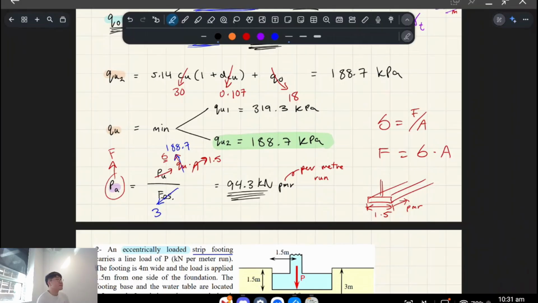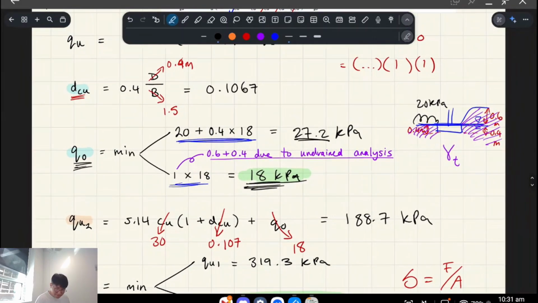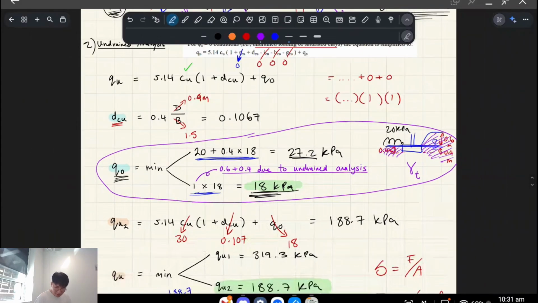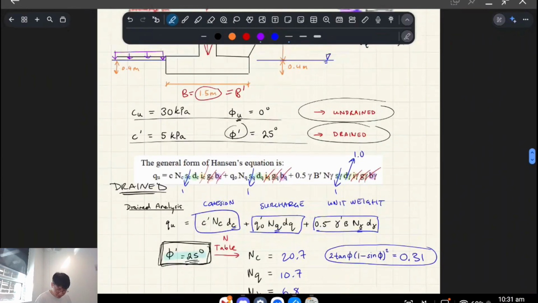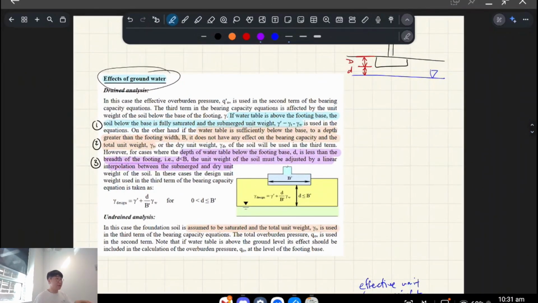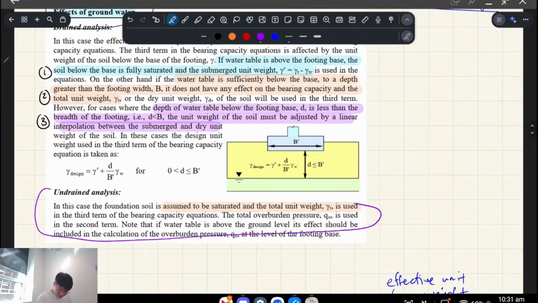Yep. What did you do for Q0 again? Sorry, was it you got rid of the water? Oh, right. Okay, so for undrained analysis, basically, ignore the location of the water table. Everything is going to be using the total saturated unit weight. If you want to know the exact geotech explanation, it's written in your booklet, in the portion which is talking about undrained analysis here.